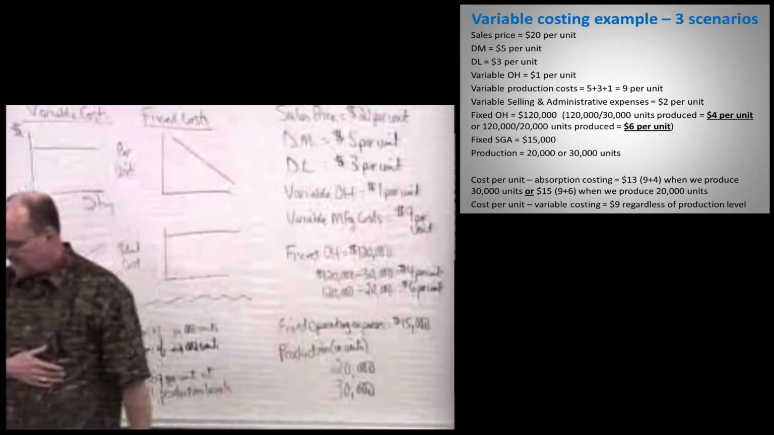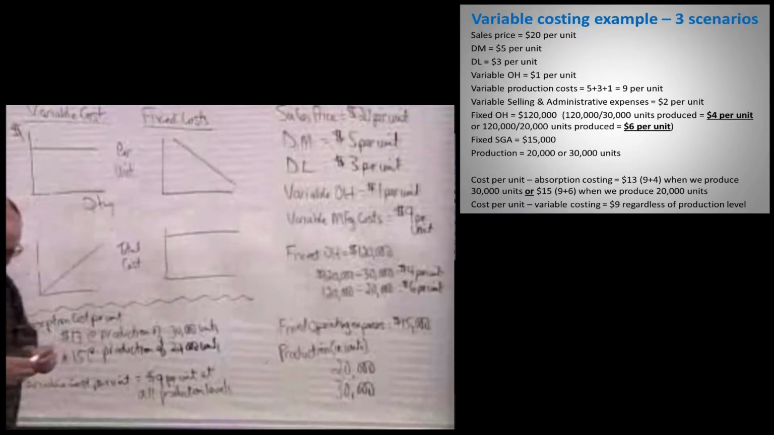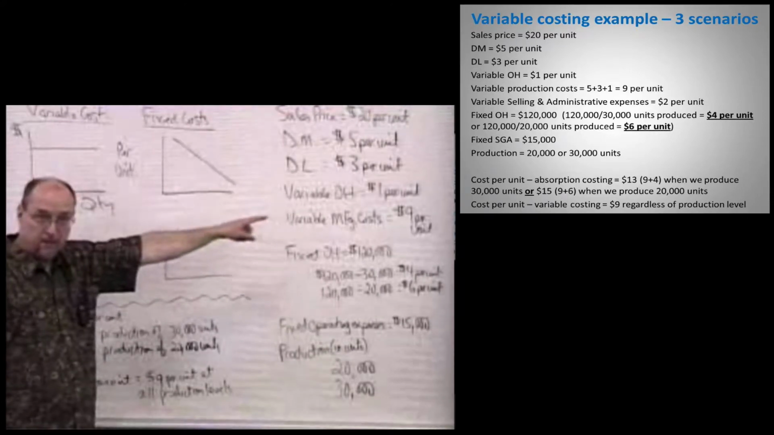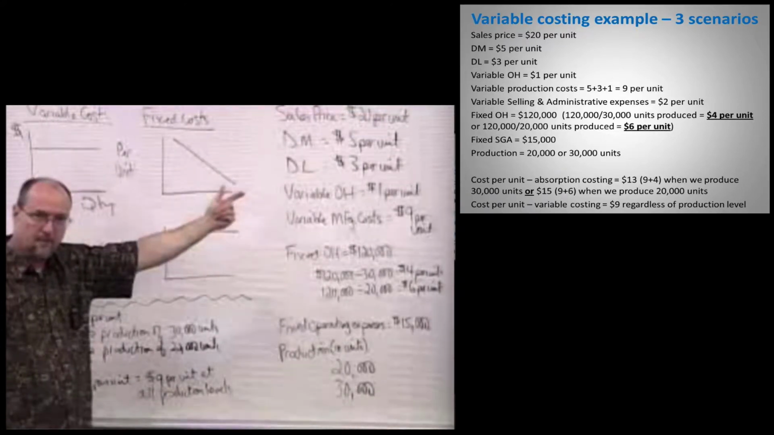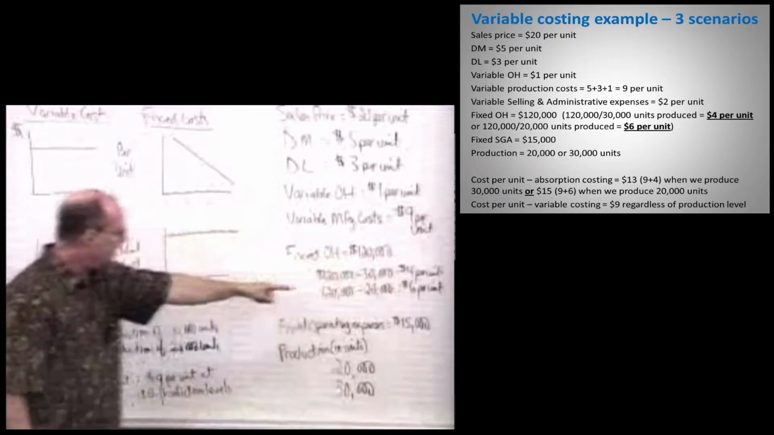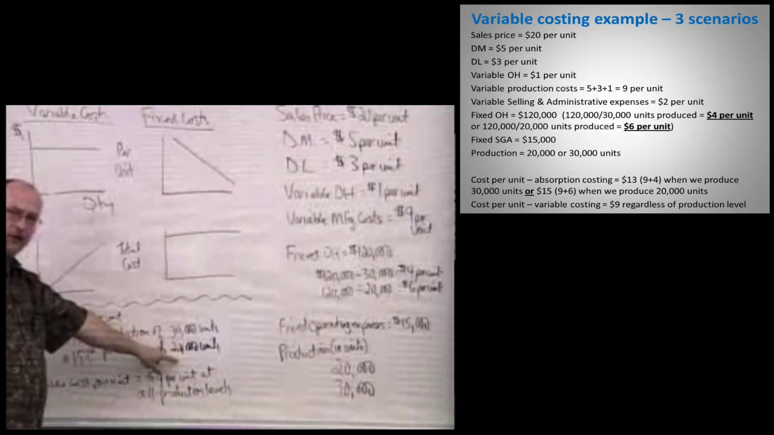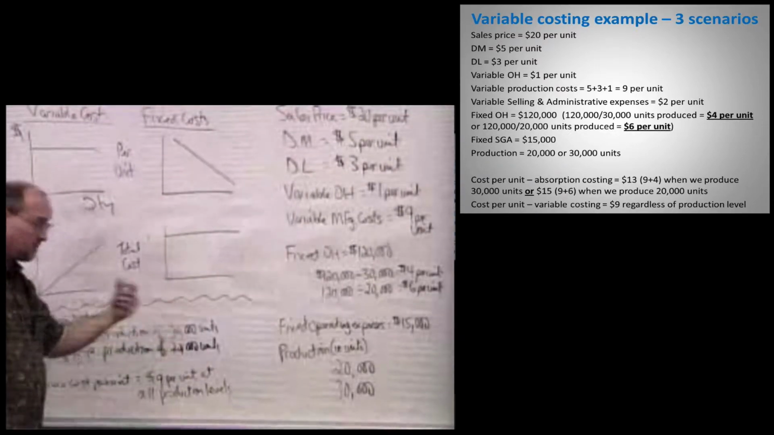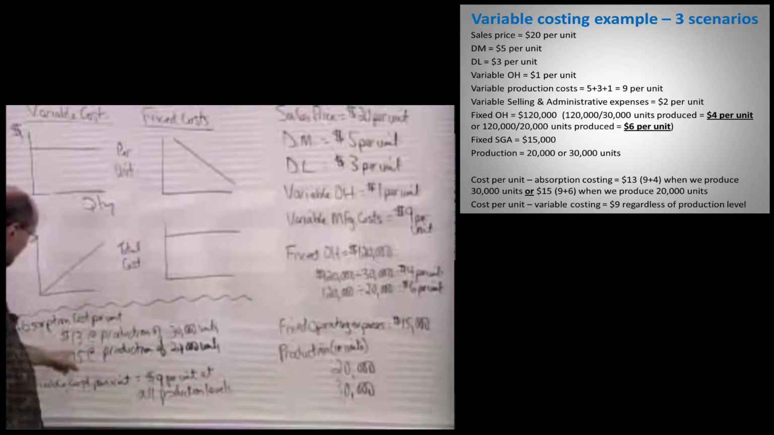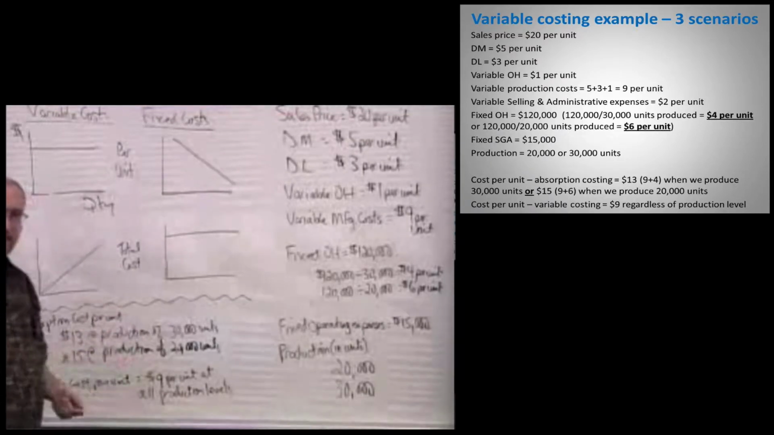If I produce 20,000 units, then notice that this will be $15 per unit. That's a 5 right there. $15 per unit, which is the $9 of variable product costs, direct materials, direct labor, variable overhead, plus the $6 of fixed overhead, 120,000 divided by the 20,000 units we're producing this period. That gives me $6 of fixed overhead per unit. 9 plus 6, notice my cost increases when I produce less, from $13 to $15 per unit.